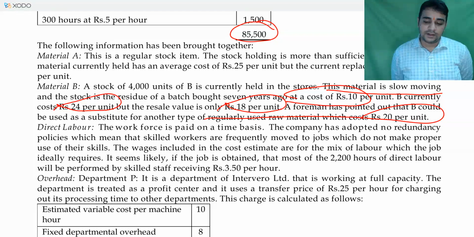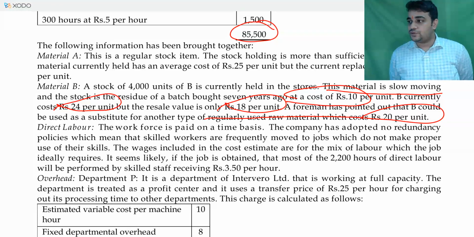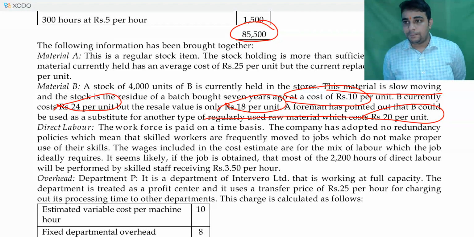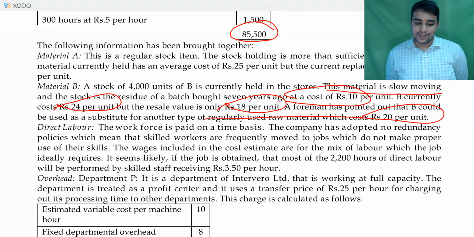On top of that, they are moved from job to job which do not make proper use of the skills. Basically moved from job to job indirectly indicates that I do have a lot of people. Paid on time basis indicates that amount of time they are in the factory, I'll have to pay them. Whether they are working or not working doesn't really matter. There's another scenario called workforce is paid on piece basis.